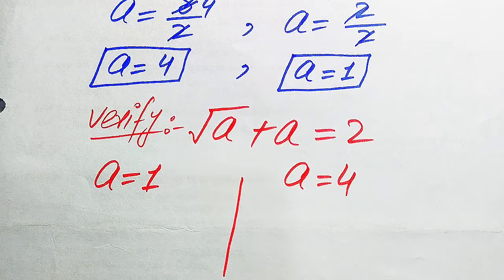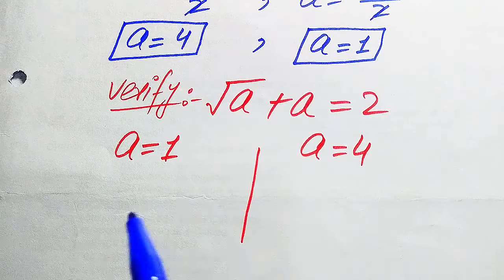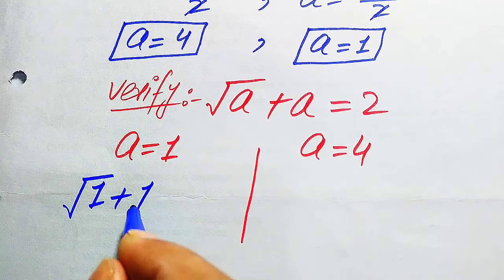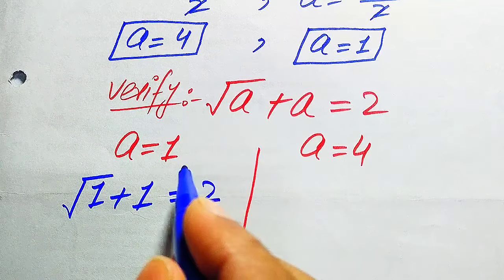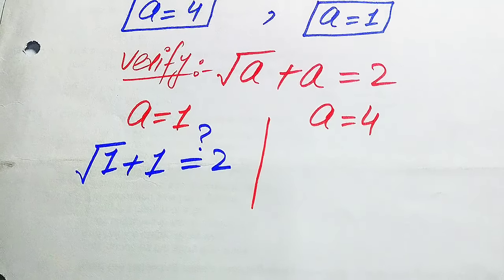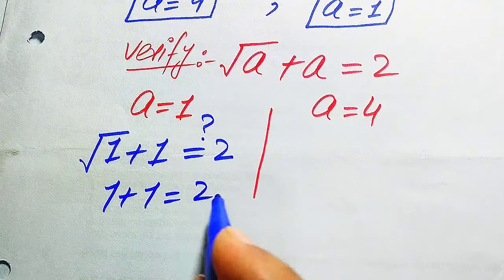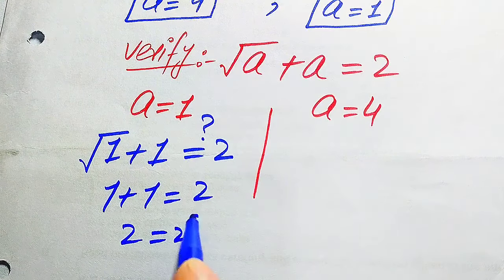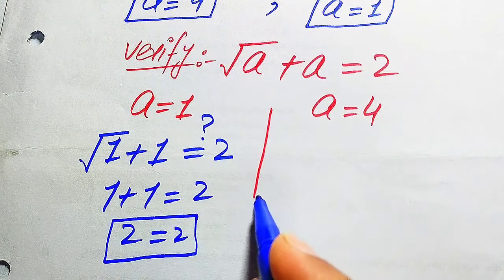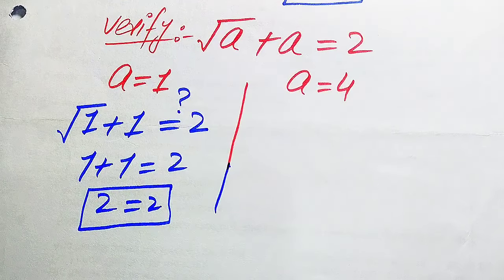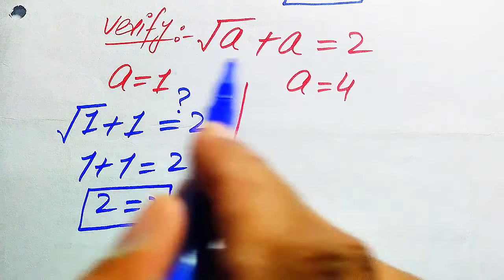So when we put a equals 1 into the left hand side, it becomes square root of 1 plus 1 equals 2 or not. This is our claim, and we know that square root of 1 becomes 1, plus 1 equals 2, and we have 2 is equal to 2. So this means that the value of a satisfies our given question statement. So we verify the second value of a.